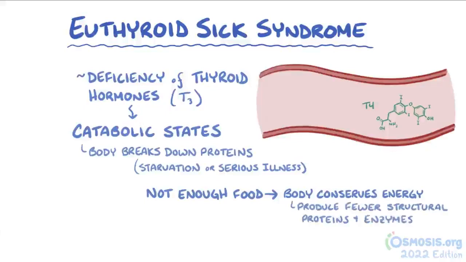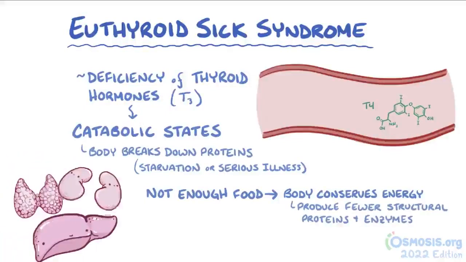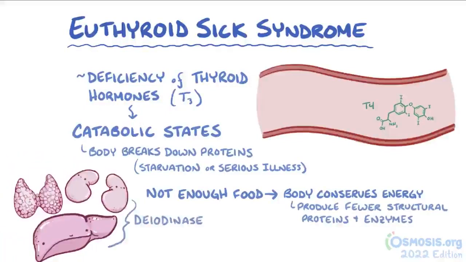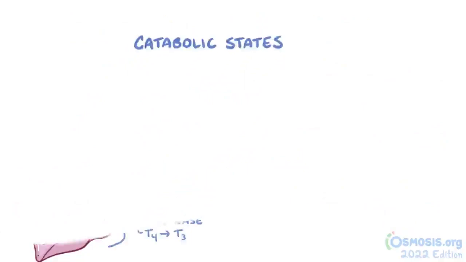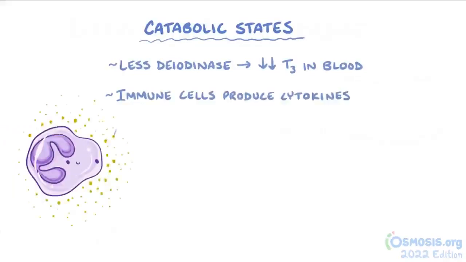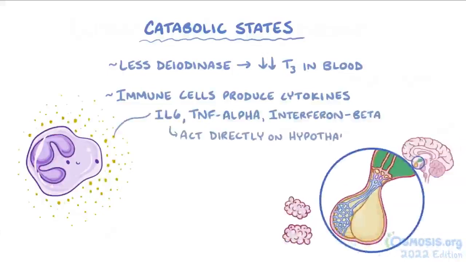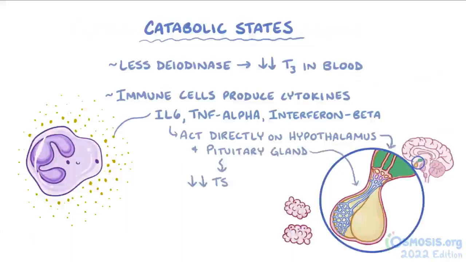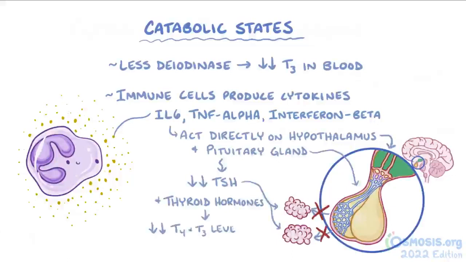One enzyme that's found in various body tissues, including the thyroid, liver, and kidneys, is deiodinase, which converts T4 to the more potent T3. In catabolic states, there's less deiodinase, and that leads to a lower level of T3 in the blood. Also, during catabolic states, especially during a serious illness, immune cells produce cytokines like interleukin 6, tumor necrosis factor alpha, and interferon beta. These cytokines act directly on the hypothalamus and pituitary gland to decrease the production of TSH and thyroid hormones, respectively, which also leads to decreased T4 and T3 levels.